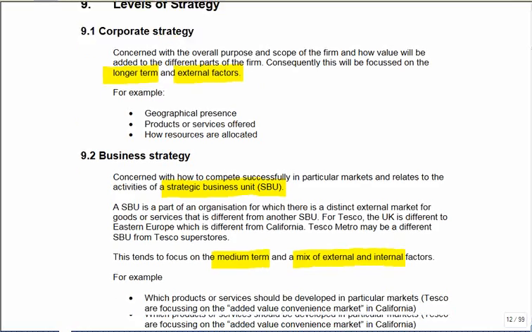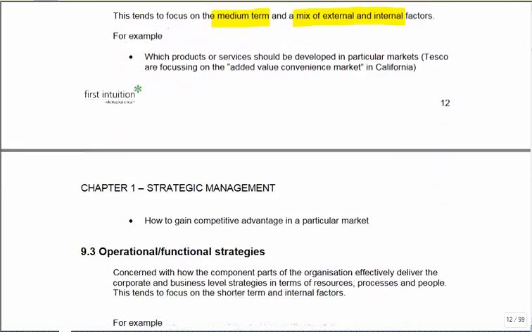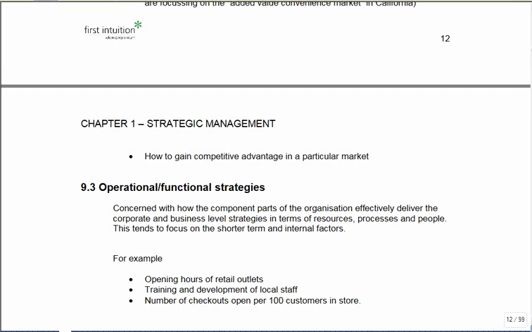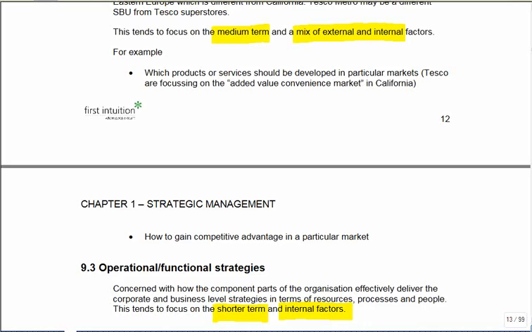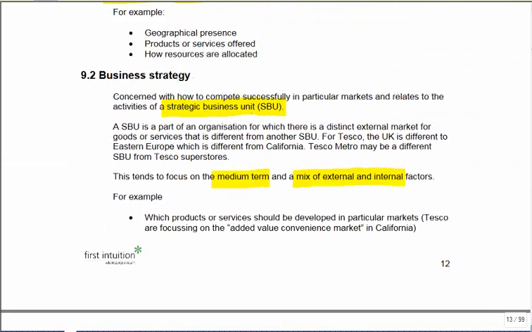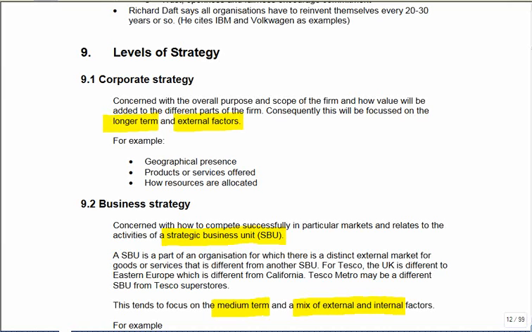And then the last level, the bottom level, is operational, or some people describe it as functional strategies, and this is where we're looking at what's happening on a day-to-day basis in our different departments. And so if this is the level you're looking at, what becomes important to you is the short term and the internal. Now, in this paper, the questions the examiner is likely to ask you are more likely to be aimed at the business or corporate levels.